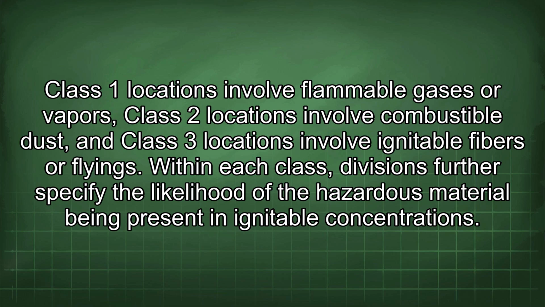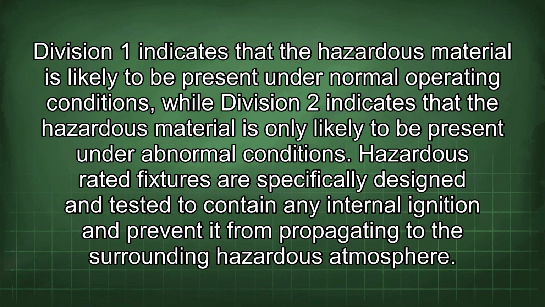Class 1 locations involve flammable gases or vapors, Class 2 locations involve combustible dust, and Class 3 locations involve ignitable fibers or flyings. Within each class, divisions further specify the likelihood of the hazardous material being present in ignitable concentrations. Division 1 indicates that the hazardous material is likely to be present under normal operating conditions, while Division 2 indicates that the hazardous material is only likely to be present under abnormal conditions.